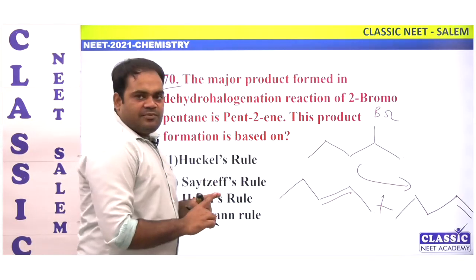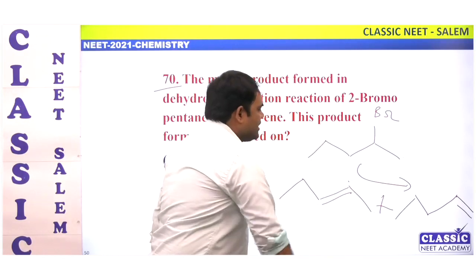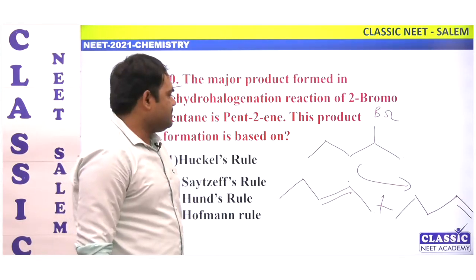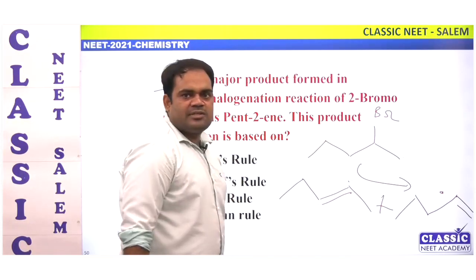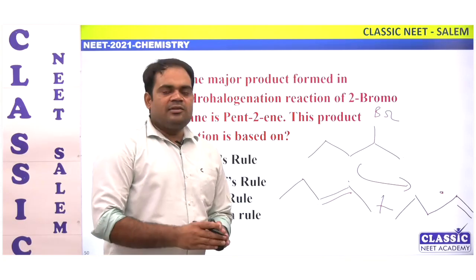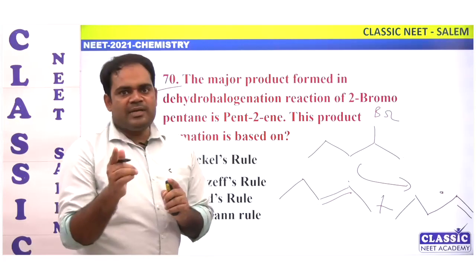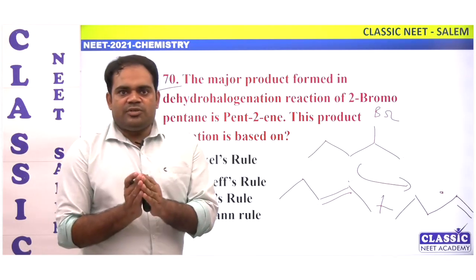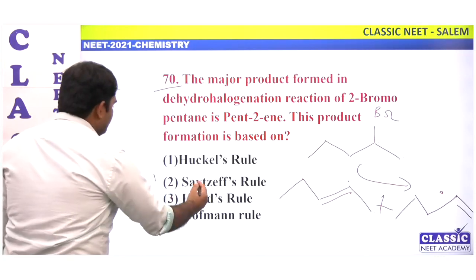By the Saytzeff rule, the alkene forming at this position will be the major product. And by the Hofmann rule, this one will be the major product, because Saytzeff says that the more substituted alkene will be the major product and Hofmann says that the less substituted alkene will be the major product. So which one is the correct answer? The second one.